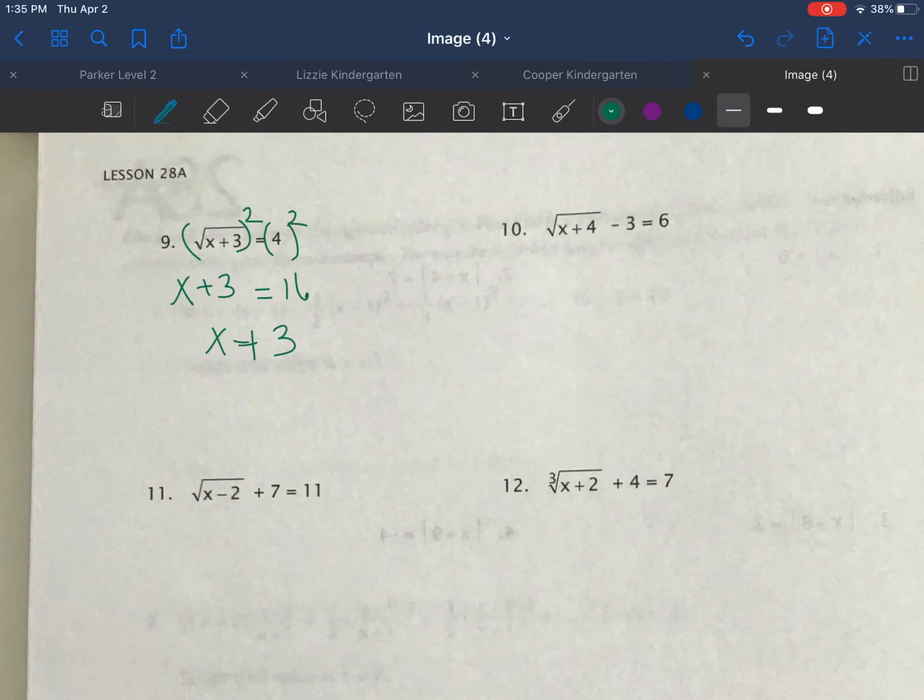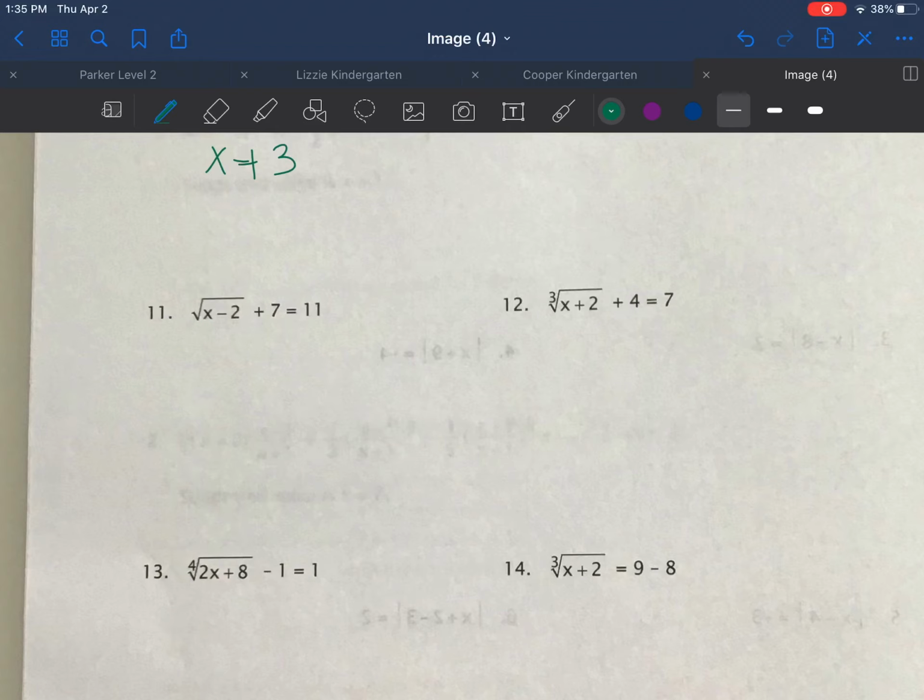Just kidding. Okay, 11. You've got to isolate your radical. So we're going to subtract 7 first. We've got the square root of x minus 2 equals 4. And now we can square both sides. So x minus 2 is equal to 16. Then x is equal to 18. Again, you should plug this in to check. So if we think about it, 18 minus 2 is 16. The square root of 16 is 4. 4 plus 7 is 11. So it all works out.